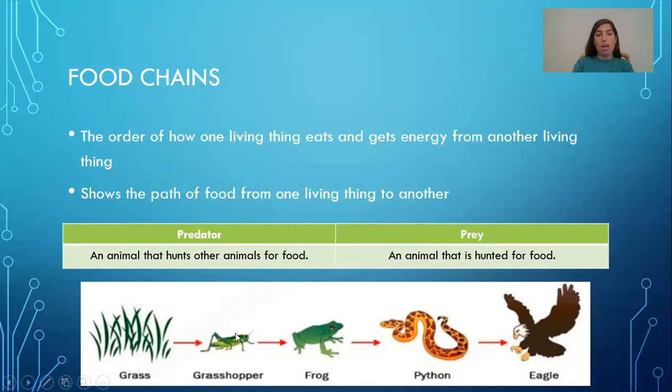So the grasshopper is not a predator. The frog is a predator. The python is eating the frog. That's a predator. And this eagle is eating this python. That's also a predator. Okay?